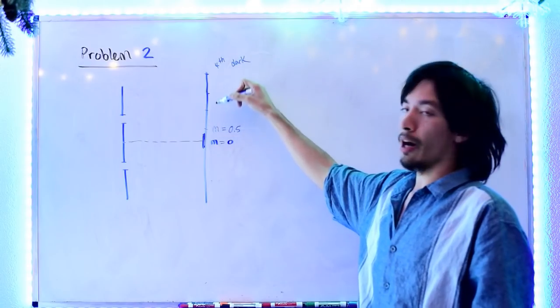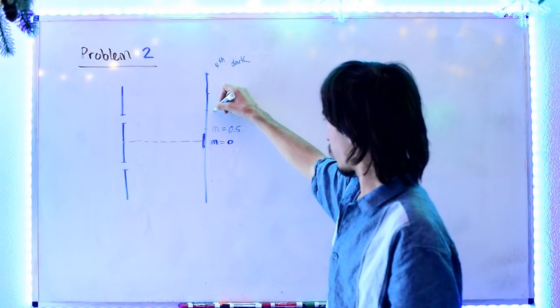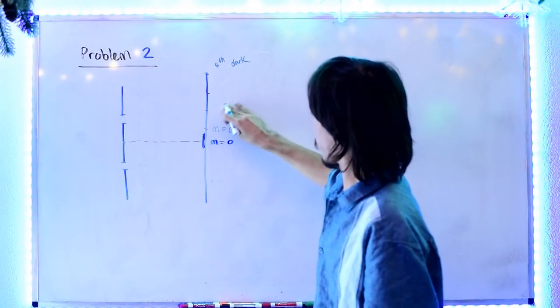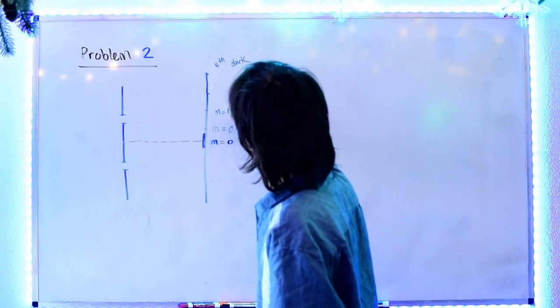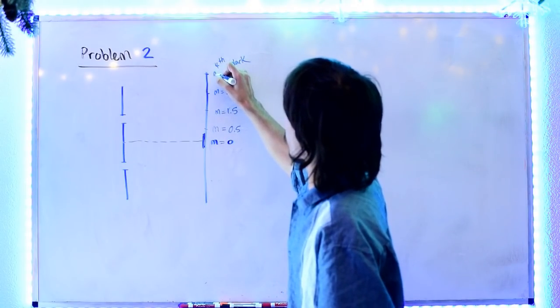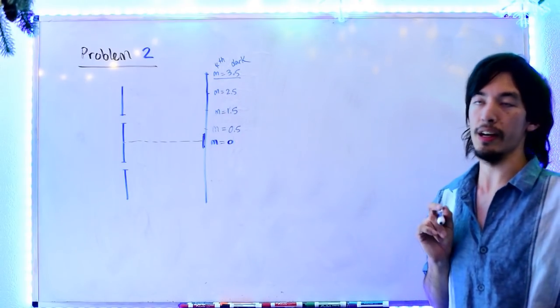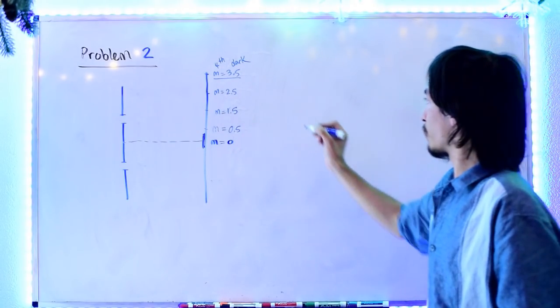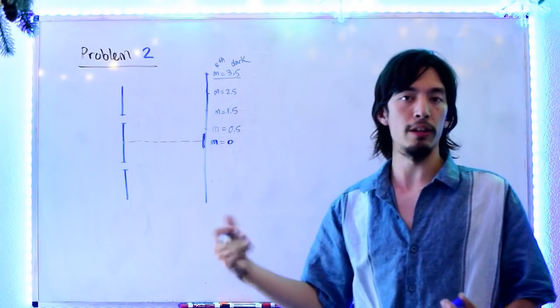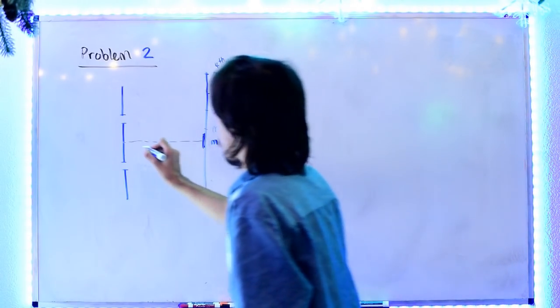You count the dark spots away from the center. You increment by 1, so it's 1.5 for the m value for the next one, 2.5, and finally the fourth dark spot is effectively 3.5. Okay. So remember that's going to be your m effective value, and we'll take a look at how that's used in the equation. Now, we have a couple things we can set up.